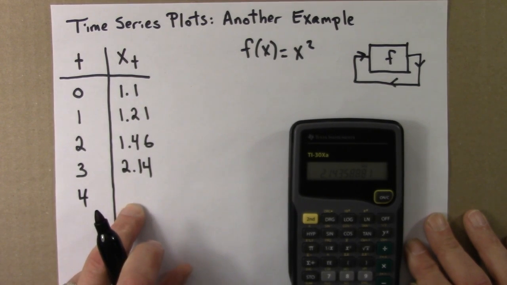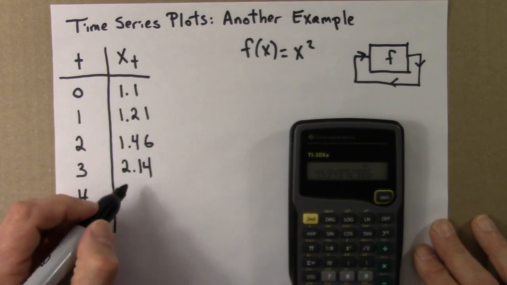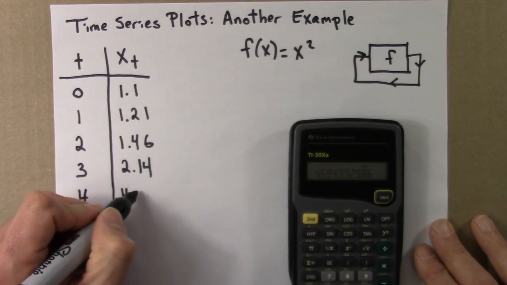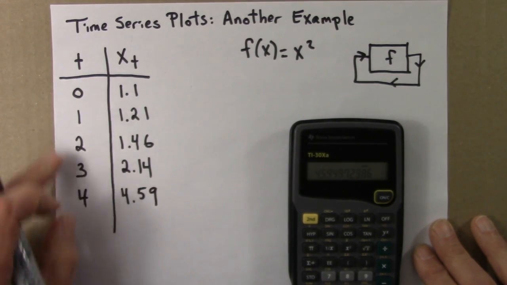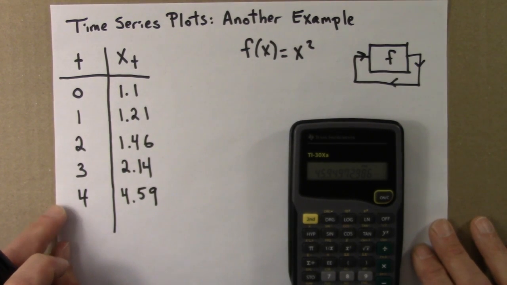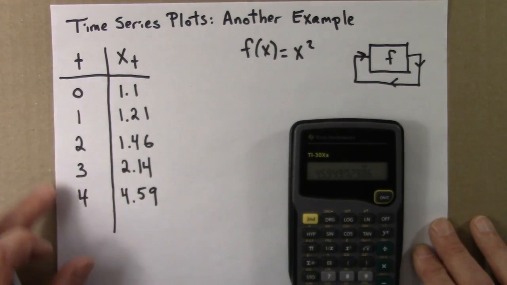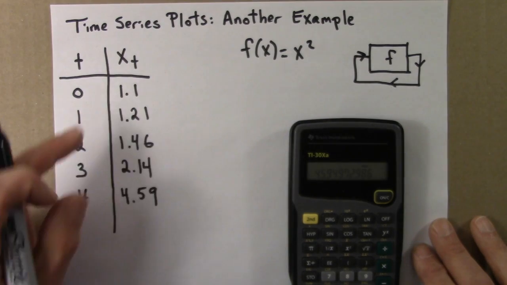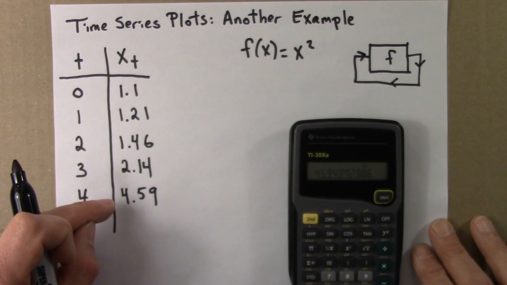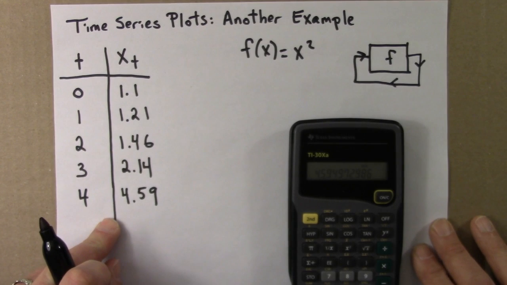What's the next value? Well, I take the previous value and I square it. So I'm just squaring again and again and again. I get 4.59. So iteration is repetitious, but that's sort of the point. We're doing the same thing over and over to a starting number and seeing what happens. Okay, so now we have a time series, 1.1, 1.21, 1.46, 2.14, 4.59. It's an orbit or an itinerary.